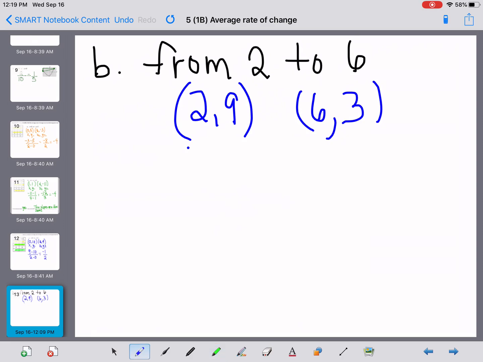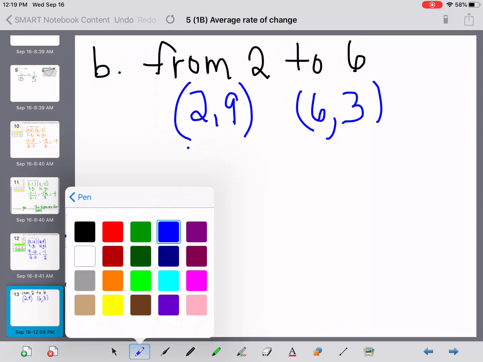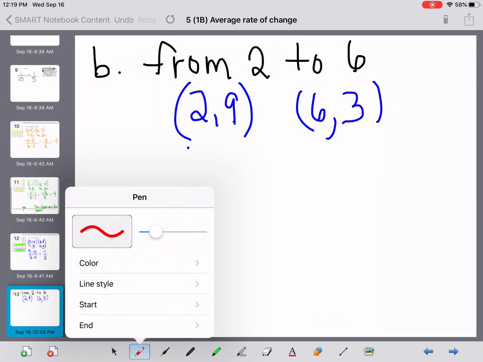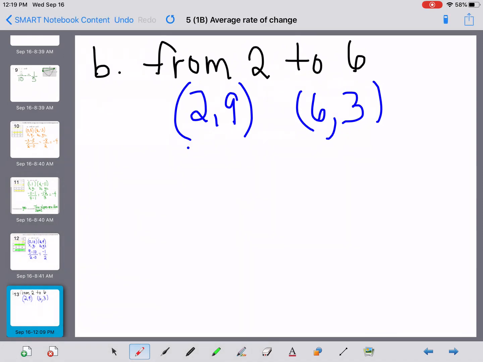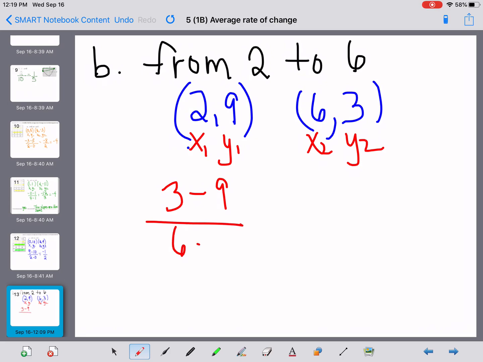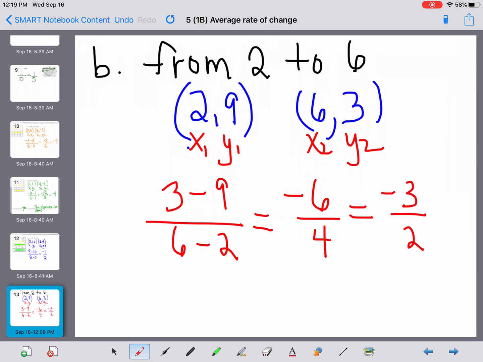So when we take a look at this particular problem, here's x1 and y1. Here's x2 and y2. And when we fill this in, change in y over change in x. Well, 3 minus 9 is -6. 6 minus 2 is 4. If we type that into Desmos, we find out that we get -3/2.